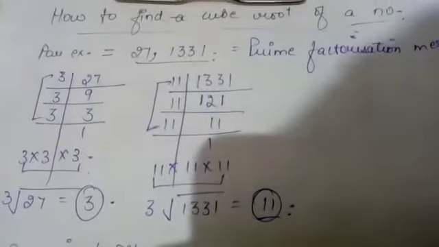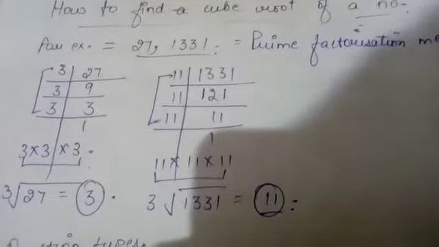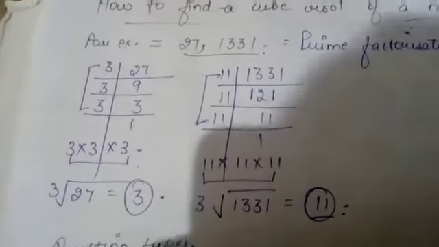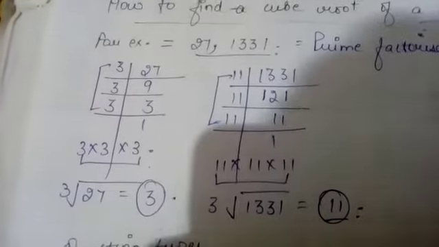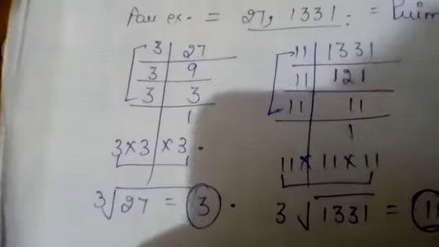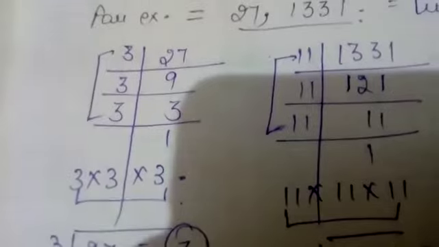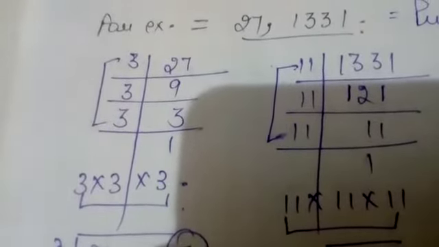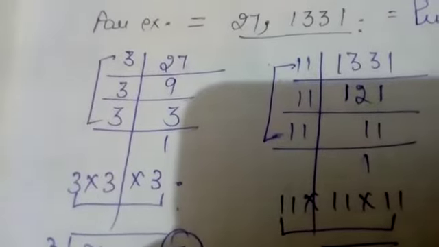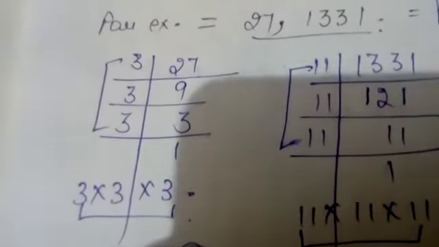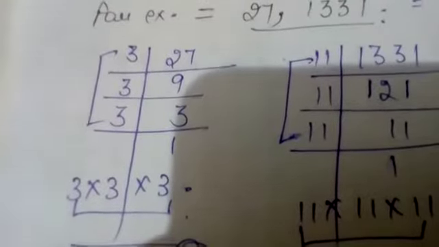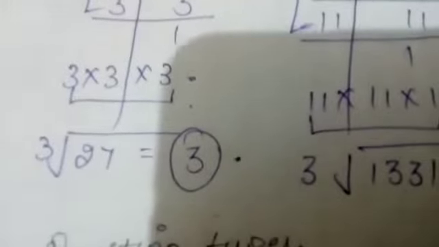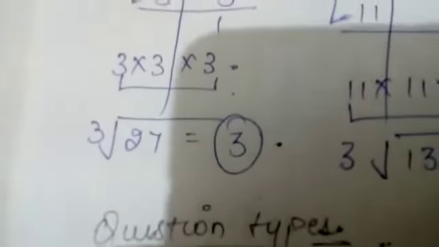Prime factorization, I have discussed with you, it is an LCM. So for example, we take 27 and we have to find the cube root of 27. What do we do? We take the LCM, and the prime factors of 27 are 3 into 3 into 3. So we form a group of 3 which consists of 3 digits. So the answer is 3, meaning the cube root of 27 is 3.